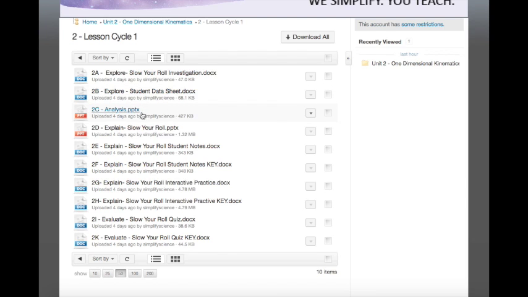But in addition, we actually provide an analysis PowerPoint as well. The analysis PowerPoint is to help guide the students through the analysis questions and help make the links that are going to occur in the lecture presentation that's going to come up after this. So the analysis questions give hints, they kind of give pictures to help students make that connection.